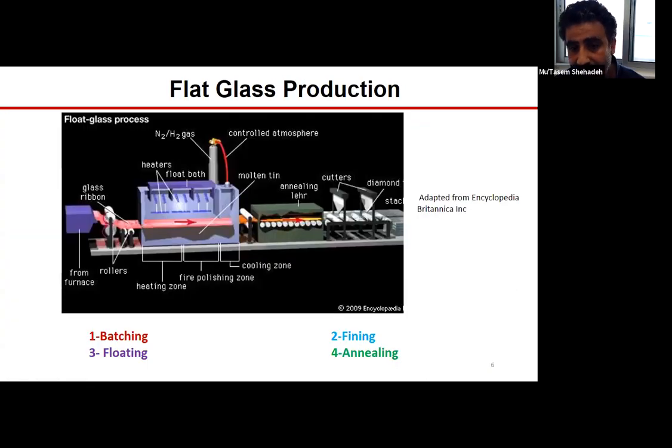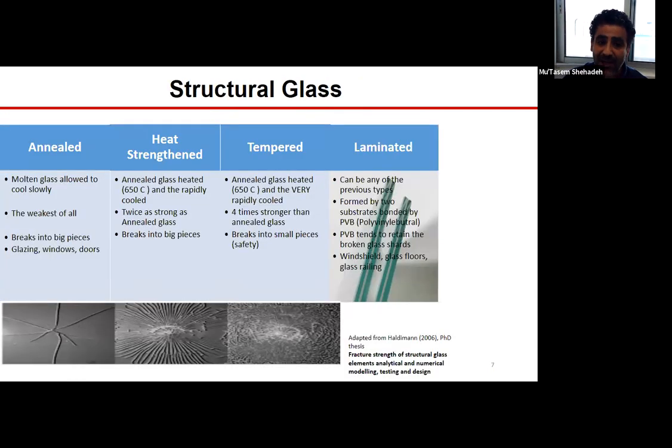And with this, after the glass is manufactured, it can be treated further. So if it is not treated, we call it an annealed glass. In this case, the glass is allowed to cool down very slowly. This type of glass is the weakest of all glasses. When it breaks, I think this is very familiar to you, it will break into big pieces, and thus it can cause injuries to people when it does. And it is used mostly in windows and doors.